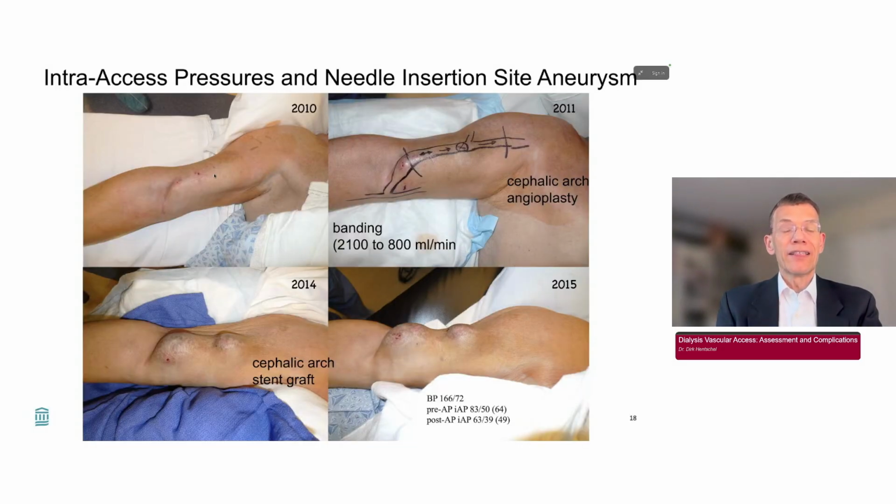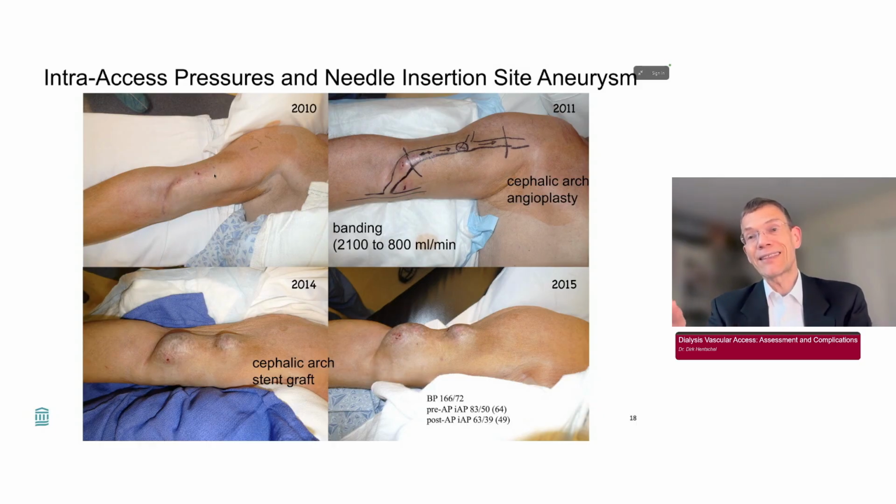So here's some more information. You can see that this access started out with like 2 liters flow, was banded a couple of times to reduce the flow, had stents and stent grafts placed in the outflow to moderate that. But then if you look in the right lower corner, you can see that before and after angioplasty, the measured pressure in the access is not quite as high as the mean pressure in the artery, but you can see that it goes up to 64, comes down to 49.